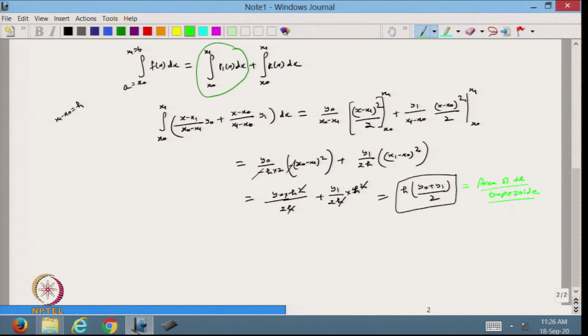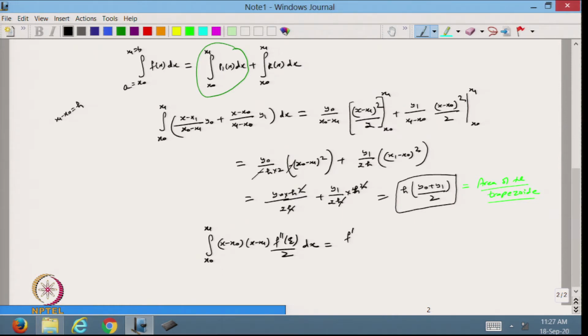So, that is why this is called the trapezoidal rule. In this case, that is the area we are going to get. Now, we want to find out how the error will behave. So, this error we want to find out. This error is the integral of f double dash xi over 2 times x minus x0 into x minus x1 dx. So, this one we want to find out.